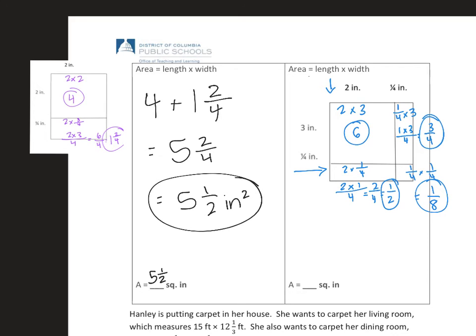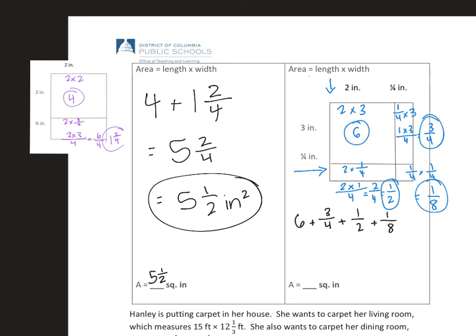Okay, we're going to add up all these partial products now. So we have 6 plus 3/4 plus 1/2 plus 1/8. Okay. So I want to think, okay, I need to combine some of these. I could just make them all have the same denominator. So you could actually do this a couple different ways. So looking at these fractions, we have a 4, a 2, and an 8 as a denominator.